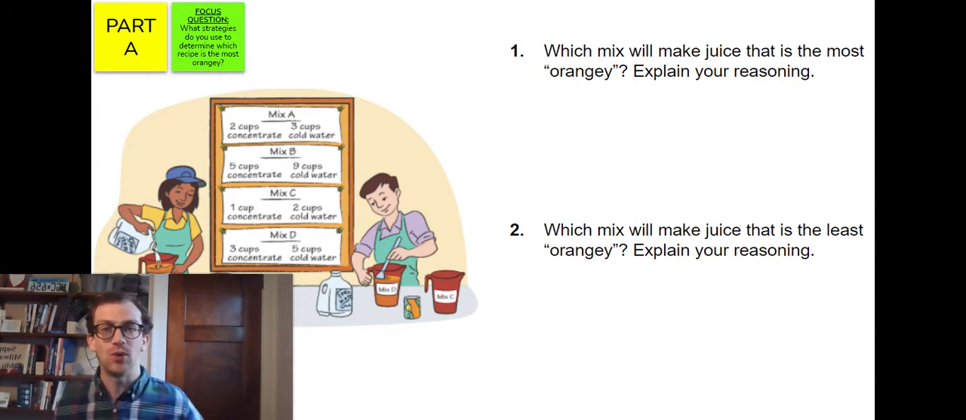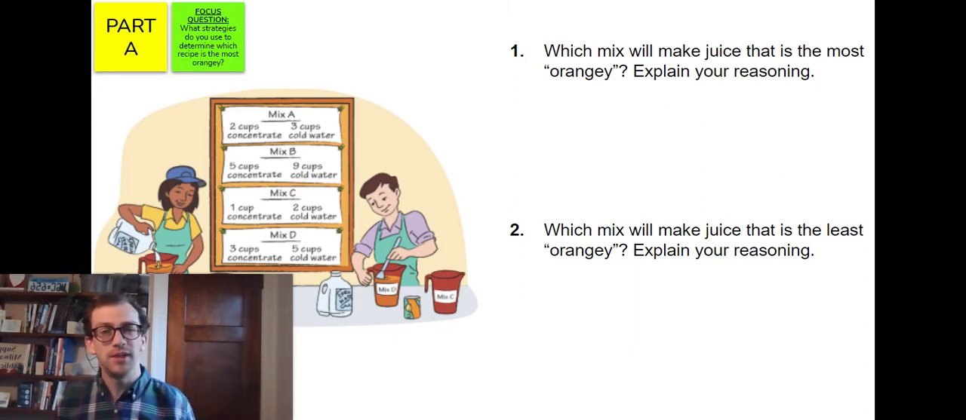And what happens when you add more water to something? It gets watered down or diluted. It loses its flavor. So that's a really interesting point where we know if we need to figure out which one's going to be the most orangey, we can't just look at the amount of concentrate. We can't just look at the amount of water, but we've got to be able to write a comparison about how much concentrate and water there are together.